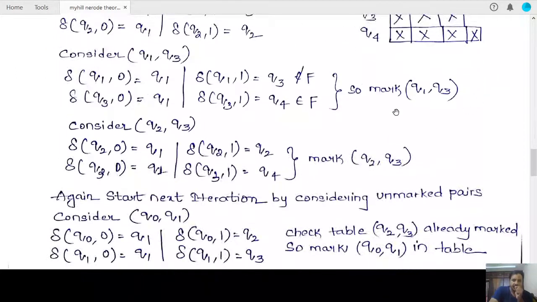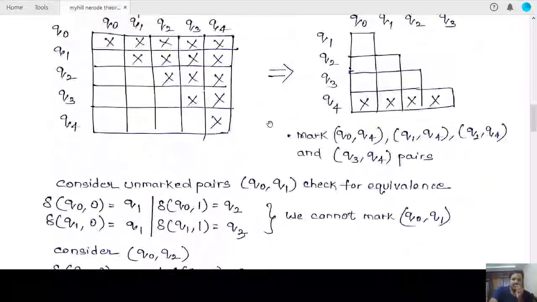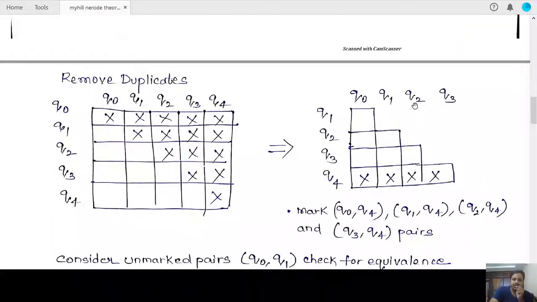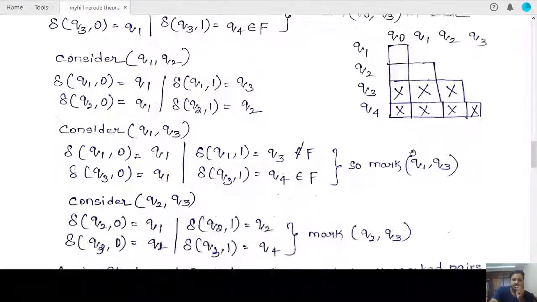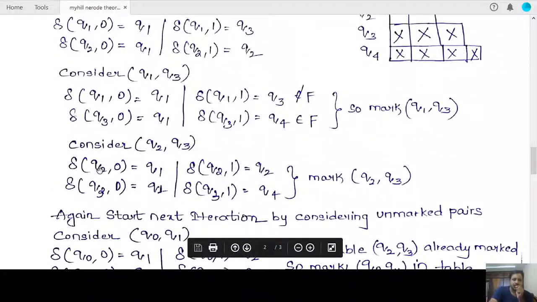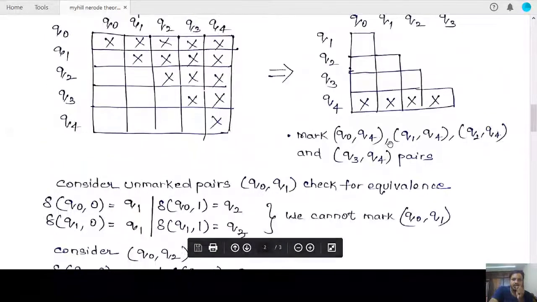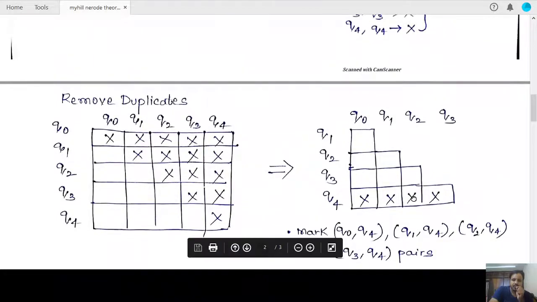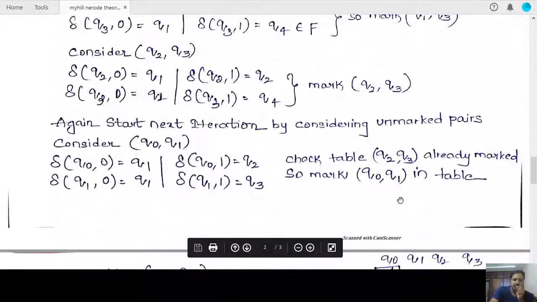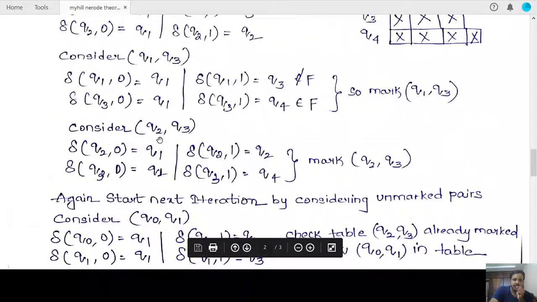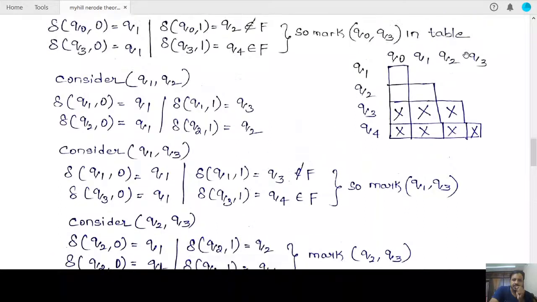Next one. Consider the next empty cell from this table. Next empty cell is Q2 Q3. Q2 on 0 is Q1, Q3 on 0 is Q1. Q2 on 1 is Q2, Q3 on 1 is Q4. So check Q2 Q4. This combination, the Q4 row, Q2 column, was already marked. So that's why we are marking this cell, Q2 Q3, also. So this is the table after applying the first iteration.